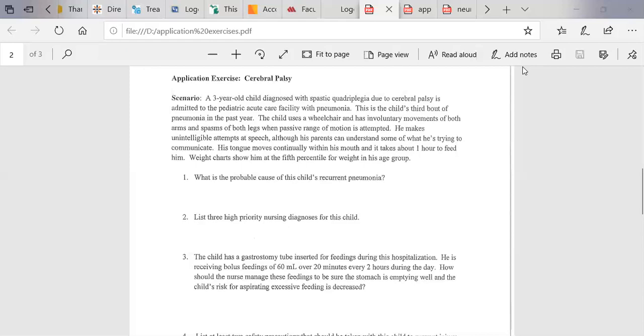All right, number 2, list 3 high priority nursing diagnoses for this child. What I've come up with is imbalanced nutrition, impaired physical mobility, and pain, to name a few. When we talk about imbalanced nutrition, it would be less than body requirements. We see where the child fits, they're in the 5th percentile for weight in his age group. And some of our interventions for that imbalanced nutrition would be a high caloric diet.